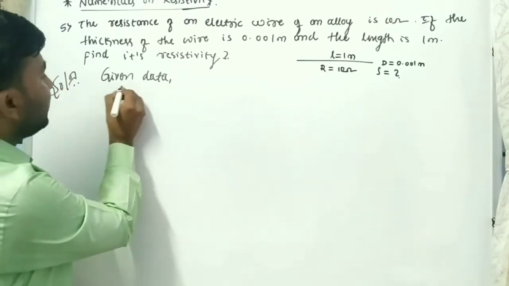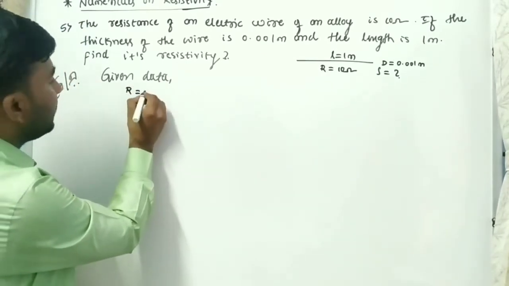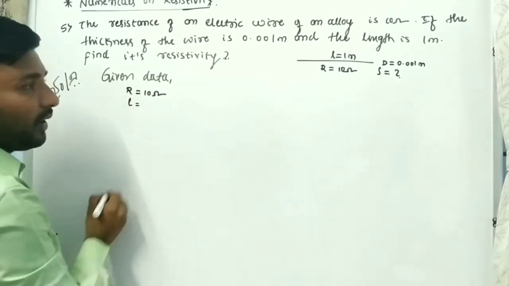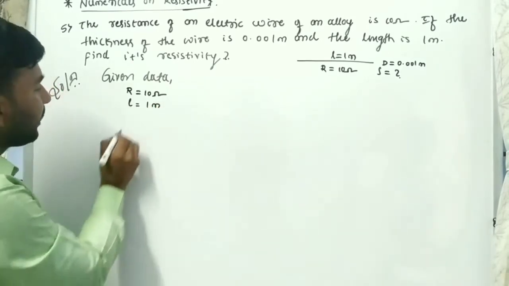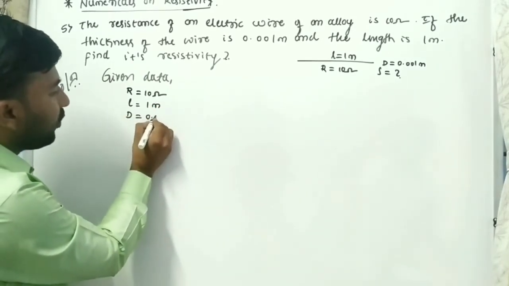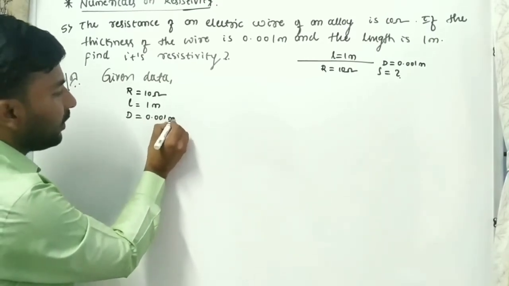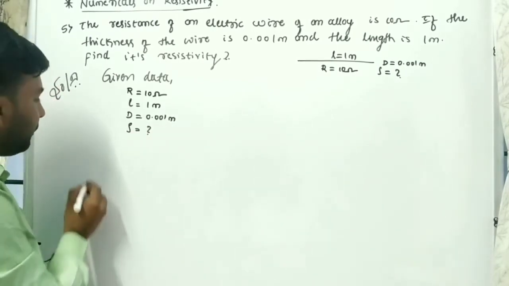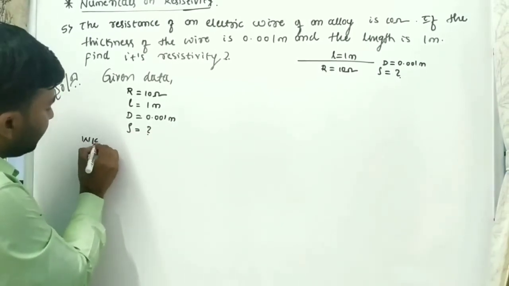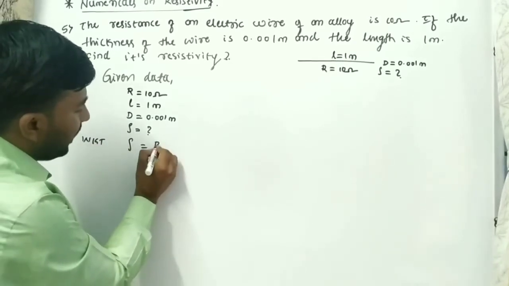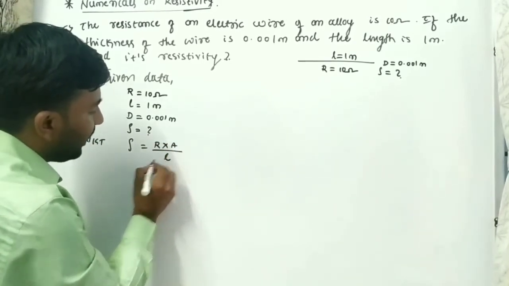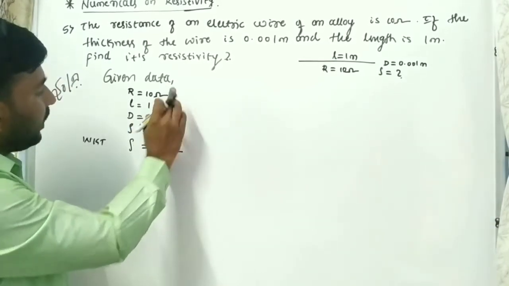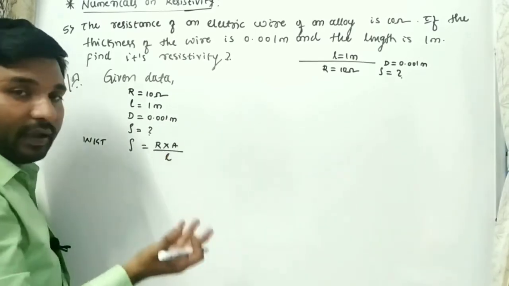So the given data is here: resistance is 10 ohm, length of the wire is 1 meter, diameter is 0.001 meter. We need to calculate its resistivity. Fine. Now we know that resistivity is equal to R into A divided by L. Okay. Now we know the value of R, we know the value of L, but we don't know the value of A.